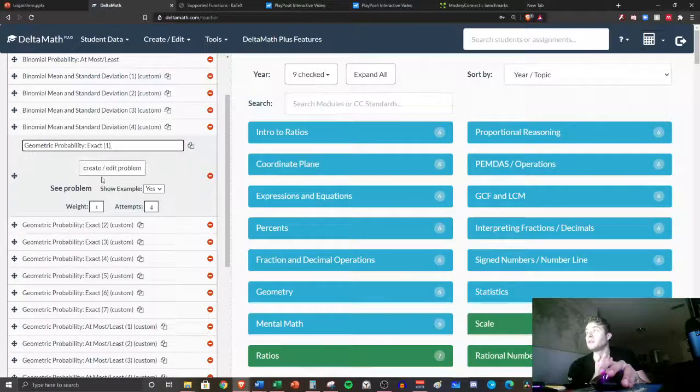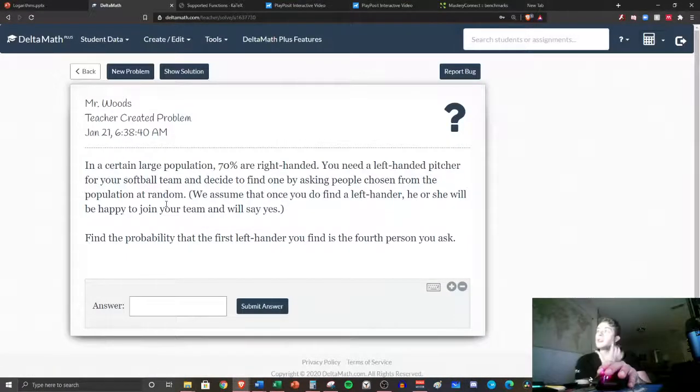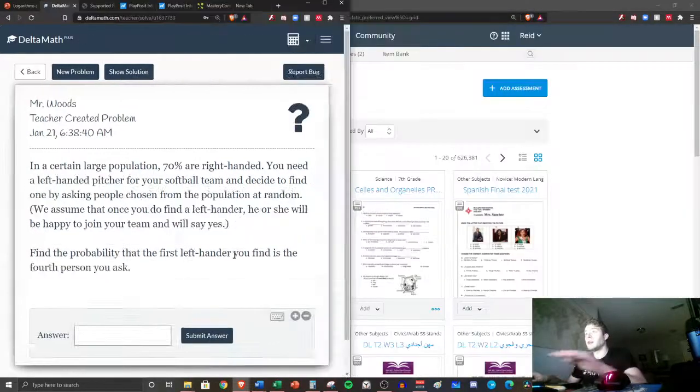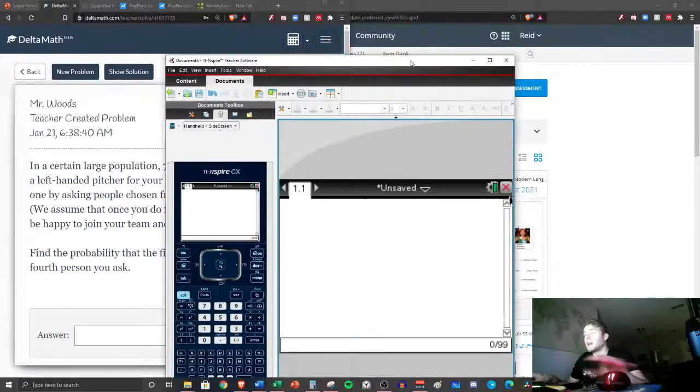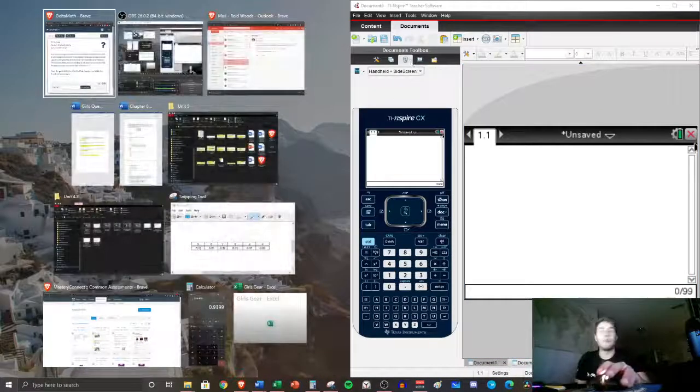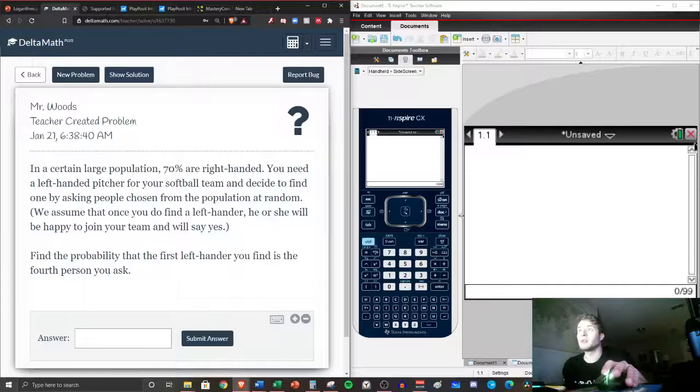So for geometric probability, if we're looking at the question here, we're reading the scenario and it says in a certain large population, 70% are right-handed. You need a left-handed pitcher for your softball team and decide to find one by asking people chosen from the population at random. Find the probability that the first left-hander you find is the fourth person you ask. So let me make sure that I've got my calculator pulled up. You need to make sure that you have yours as well, and we'll go through these problems.